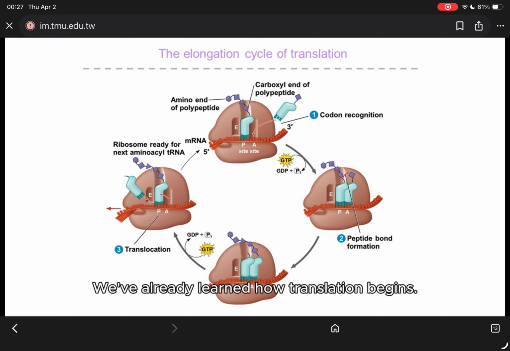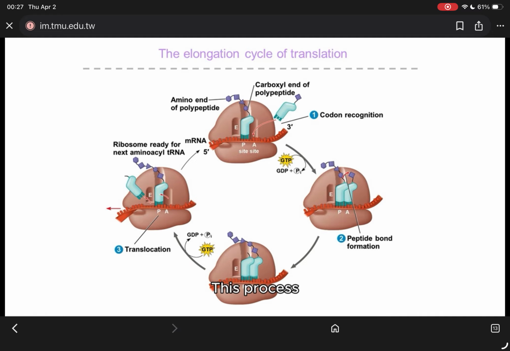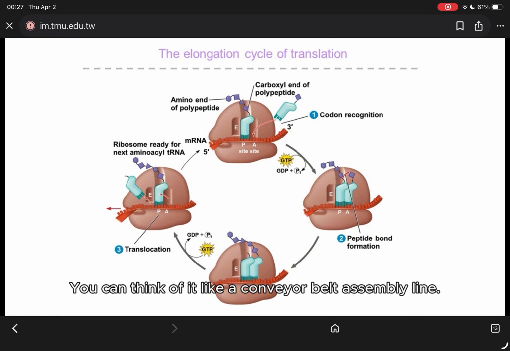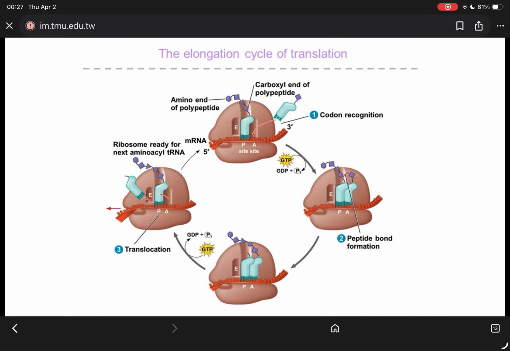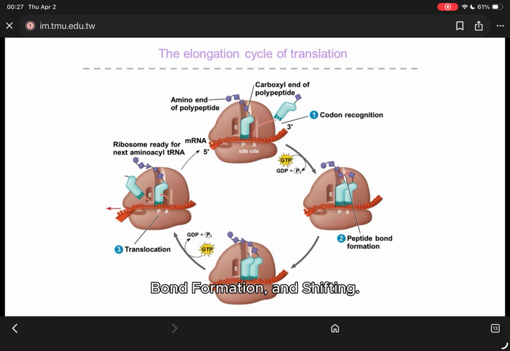We've already learned how translation begins. Once the very first amino acid, methionine, is placed in position on the ribosome, the real assembly work of building a protein officially begins. This process is called the elongation cycle, meaning that amino acids are added one after another, making the polypeptide chain grow longer and longer. You can think of it like a conveyor belt assembly line. Each round of the cycle goes through 3 key steps: entry, bond formation, and shifting.